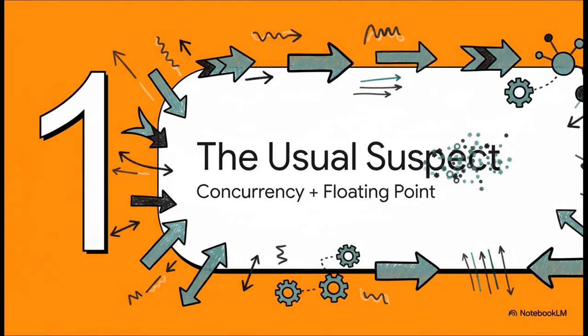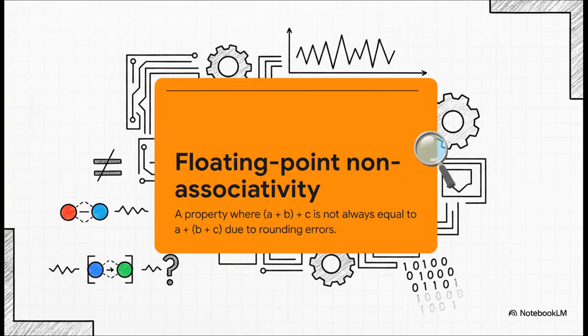To get to the bottom of this, let's start with the usual suspect. This is the explanation you'll hear most often, the one that's all over the internet. We'll call it the concurrency plus floating point hypothesis. It sounds a little technical, but the core idea is actually pretty simple. So the first piece of this puzzle has a fancy name, floating point non-associativity. All it really means is that in computer math, the order you do things in seriously matters. It's not like the math you learned in school. Because of how computers have to store numbers, adding A and B first and then C can give you a slightly different result than adding B and C first and then A.